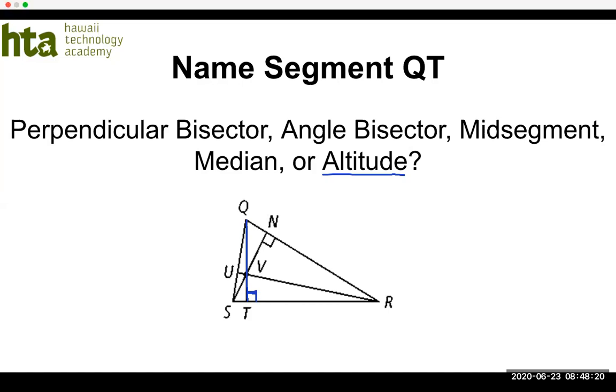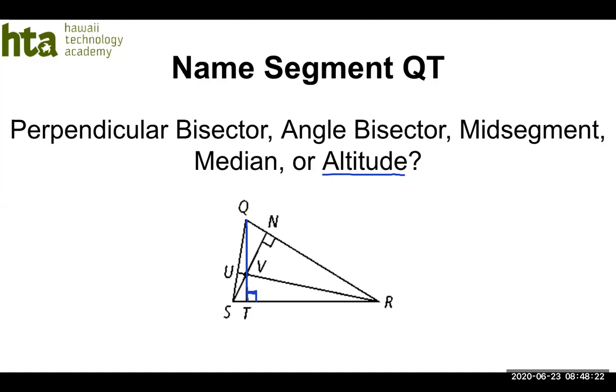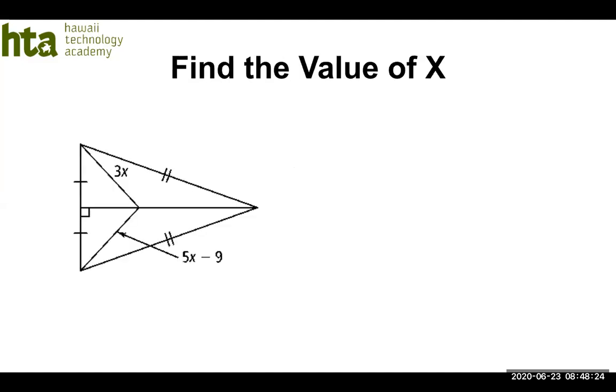All right, here we go. Let's jump into some algebra stuff here. Find the value of x. We need to figure out what kind of segment we are given. This segment within this triangle makes a right angle, which makes it an altitude, but it also makes a bisector. So it's both an altitude and a median, which makes it a perpendicular bisector.